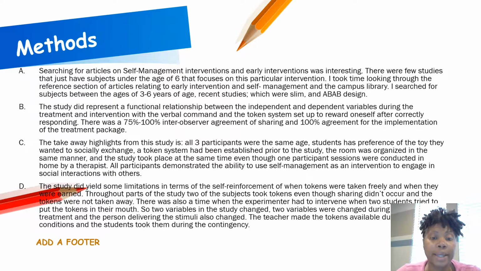There was also a time when the experimenter had to intervene when 2 subjects tried to put the tokens in his mouth. So 2 variables in the study did change. 2 variables were changed during the non-contingency treatment, and the person delivering the stimuli also changed. The teacher made the tokens available during the treatment conditions, and the students took them during the contingency treatment. So there was kind of a blurred result from that.